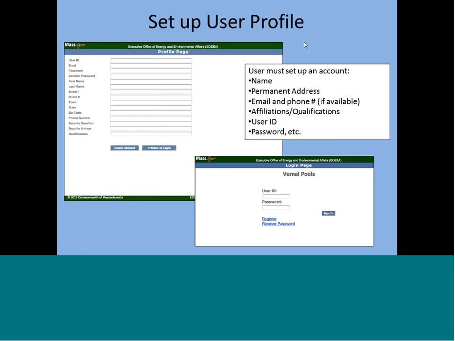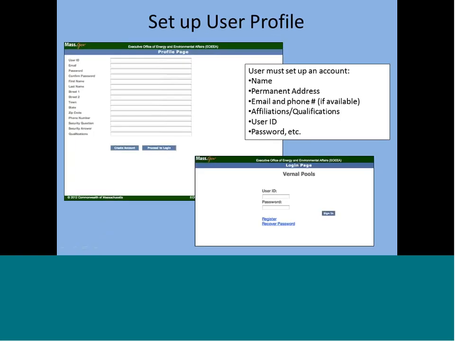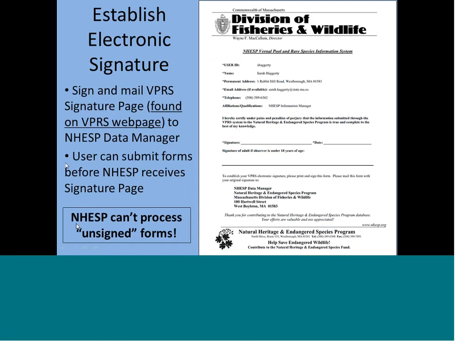So the system itself is very much like other online systems. You create a user profile, it's password protected, and there's a one-time signature page that backs up your electronic signature. You can submit information to us without us receiving this form, but we can't process them until we have them because we actually use the data in regulation.